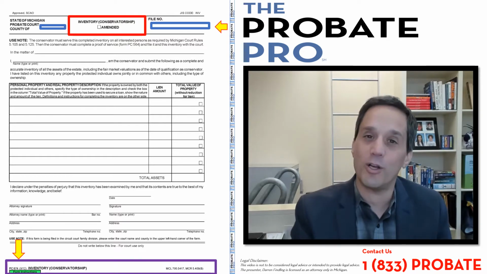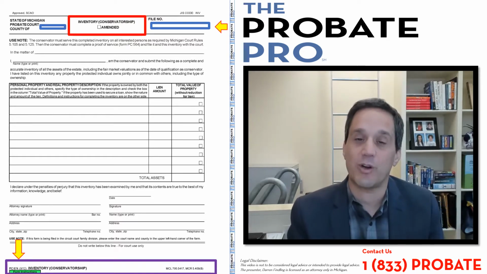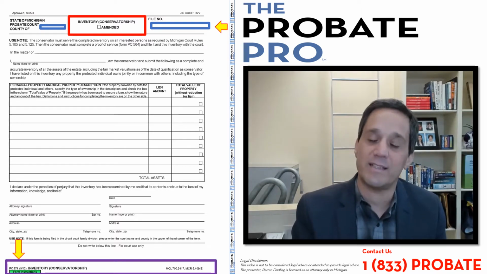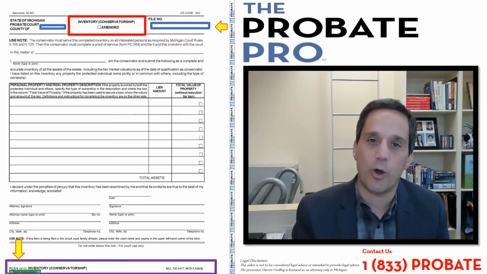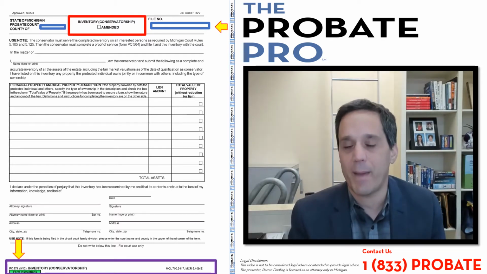And it can also be used, although it says conservator, in the very narrow circumstances where a guardian may be managing assets and there's a need for the guardian to not only do annual reporting about the well-being of the individual, but also some accounting to the court as to assets upon which they are managing.